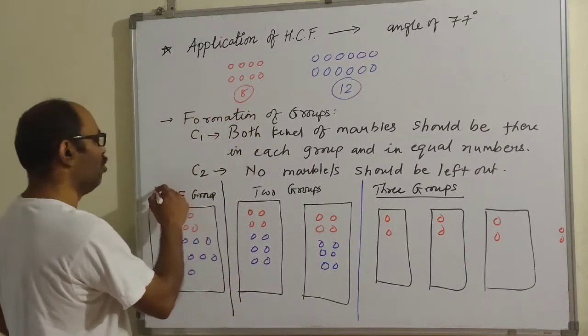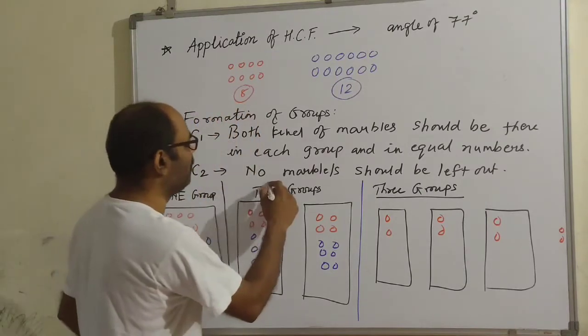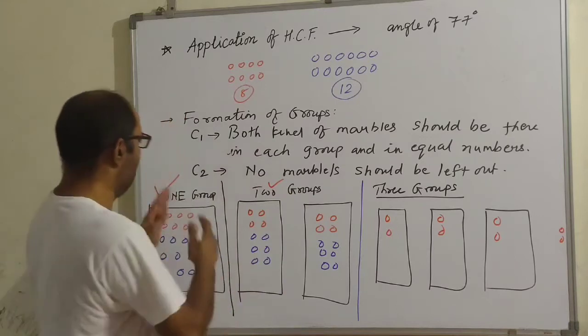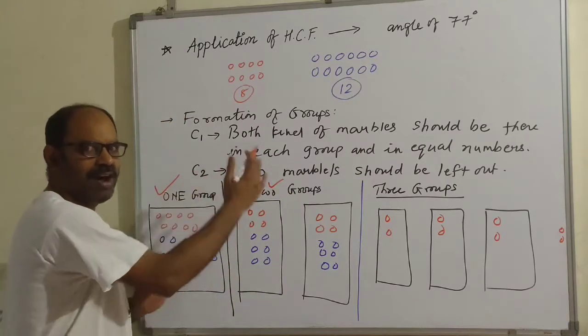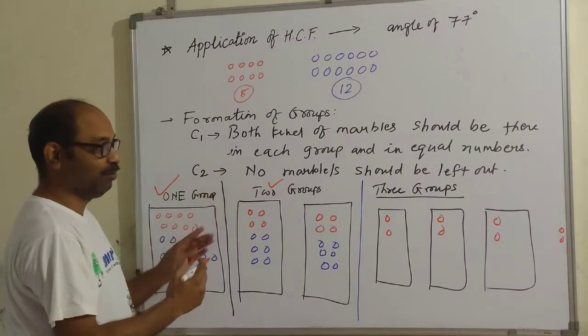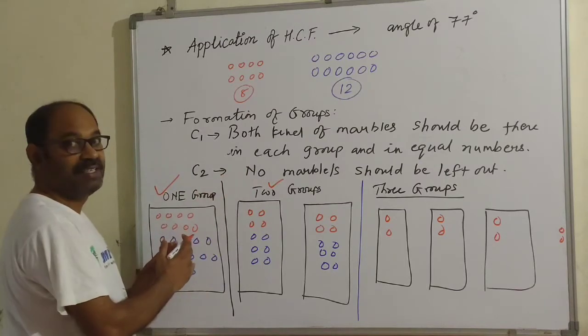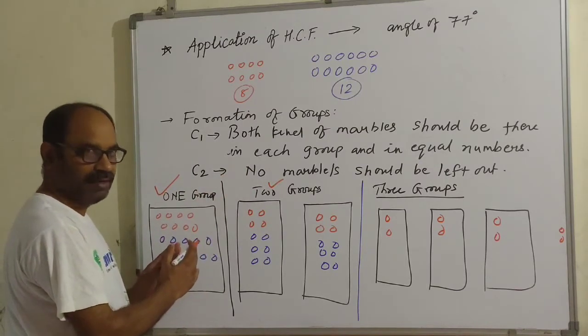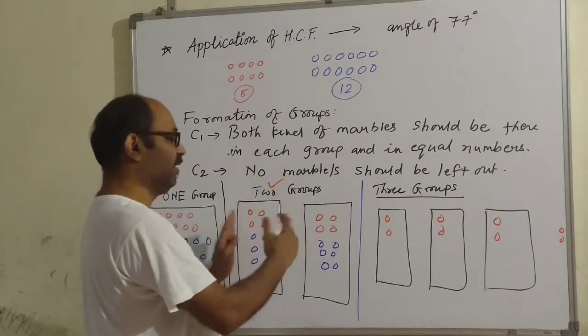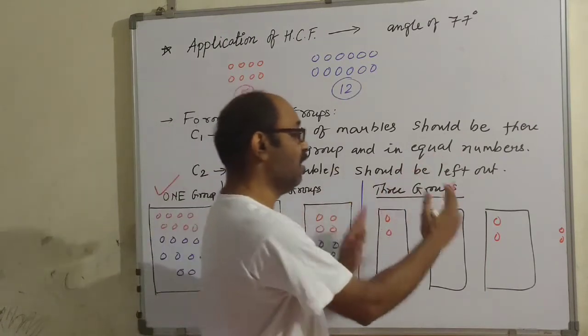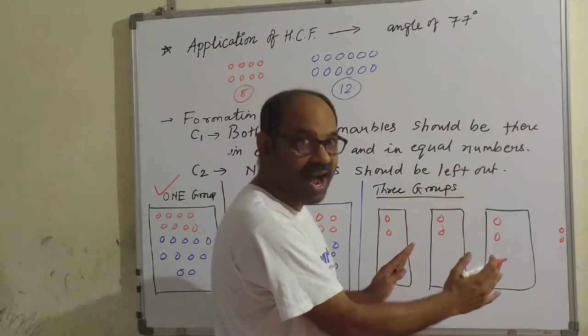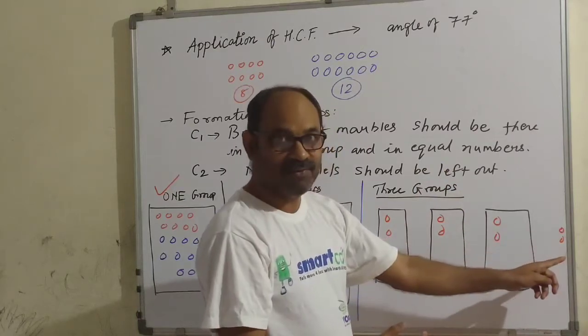Can you form 1 group? Yes. Can you form 2 groups? Yes, which satisfies both these conditions. But when you form 1 group, there is no other group to compare with to show that the number of marbles in each group is the same. Correct? Here 2 groups can be formed and it satisfies the condition. If you form 3 groups, you can't, because marbles are left.